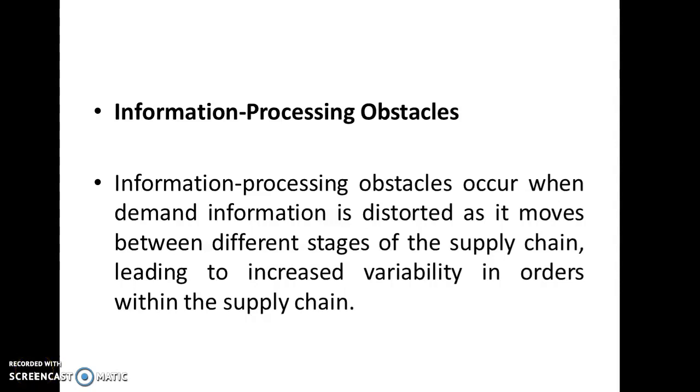Next one is information processing obstacles. Information processing obstacles occur when demand information is distorted as it moves from different stages of the supply chain, leading to increased variability in orders within the supply chain. Information processing obstacles occur when demand information is distorted. That means it is not represented correctly, or it is changed, or false information goes from one stage to another stage. So, like that, these problems will be the reason for information processing obstacles.